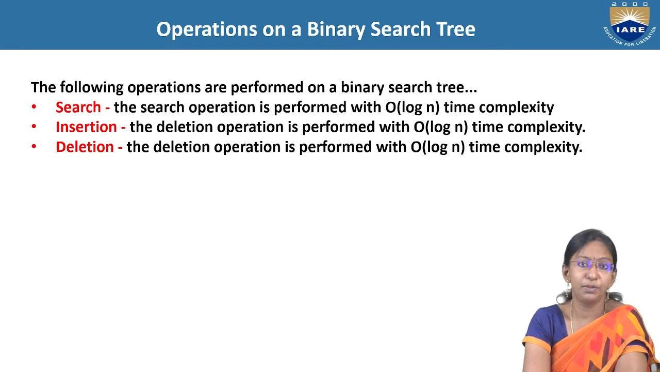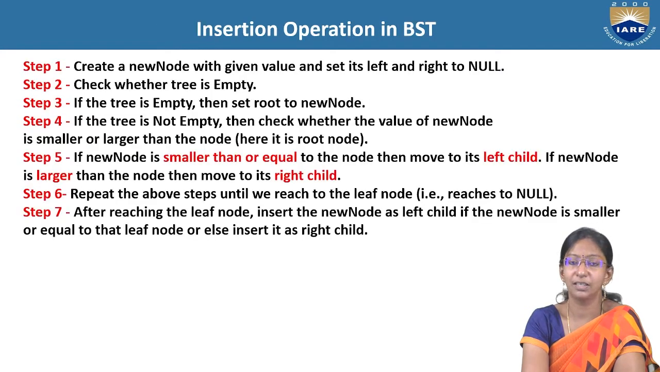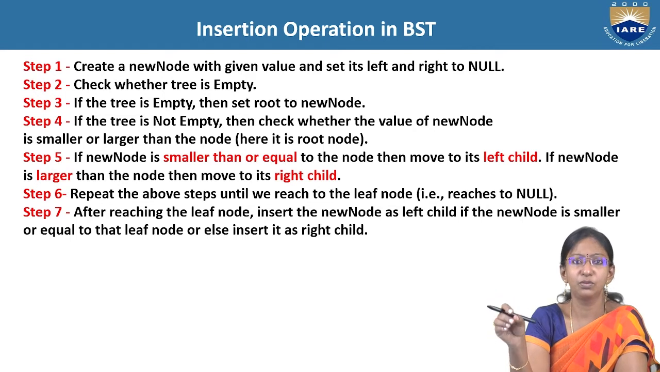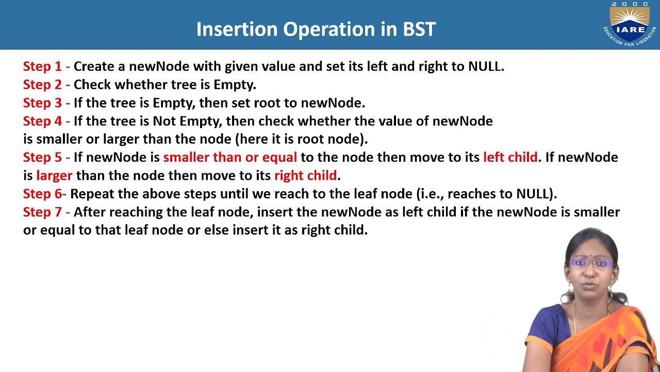The basic operations that we are going to perform on binary search trees are search, insertion, and deletion. The first operation is insertion. How to insert data? Simply create a node. If the root does not exist, that is, it is empty, then make this node the root node.